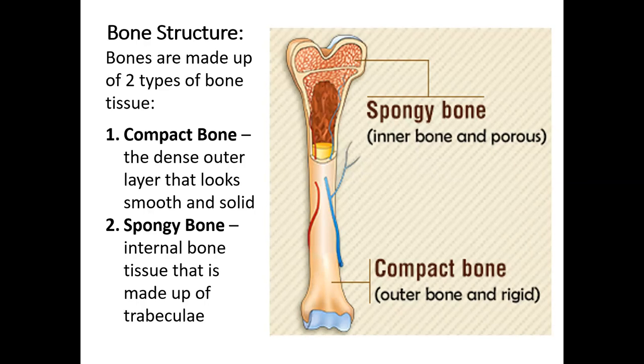All right, number 12. There are two types of bone tissue. You have compact bone and spongy bone. Just to keep it simple, I use the information that is provided on the slide. Compact bone is the dense outer layer that looks smooth and solid, and spongy bone is the internal tissue that is made up of the trabeculae.